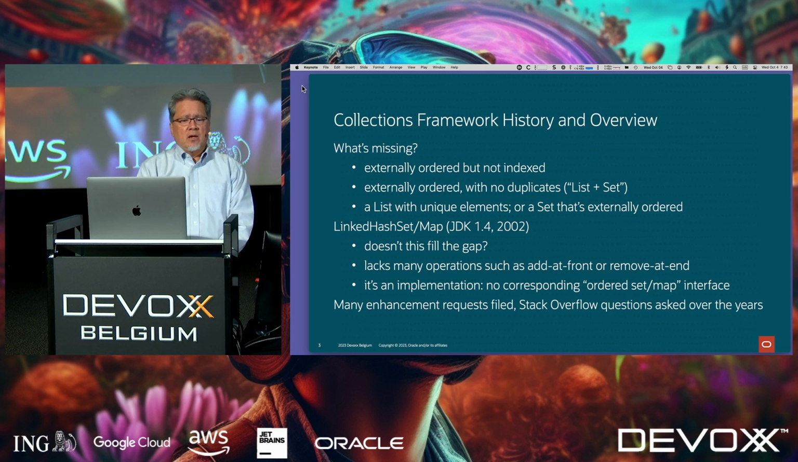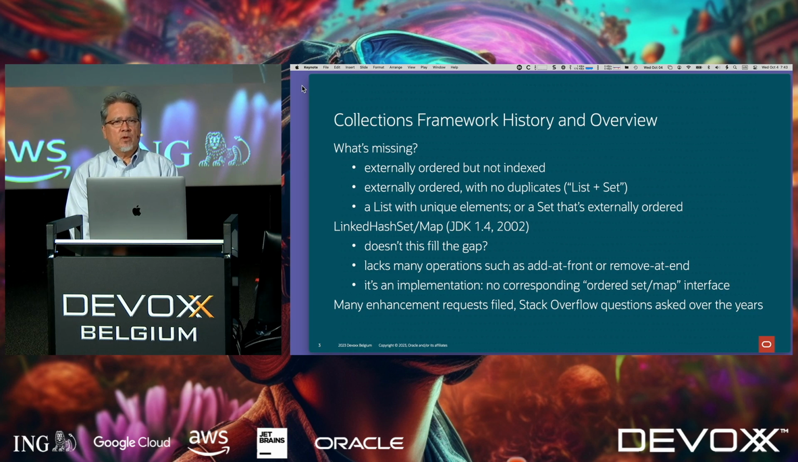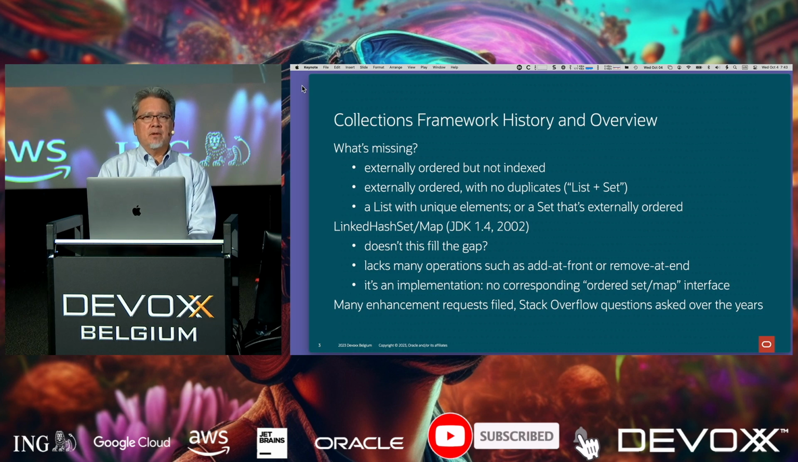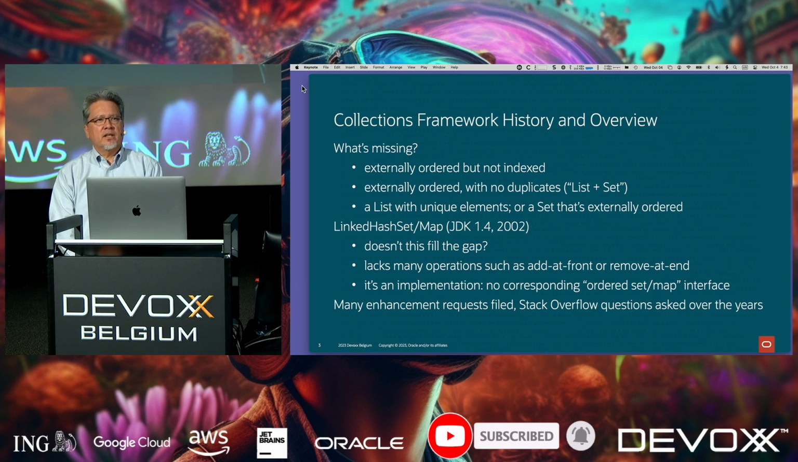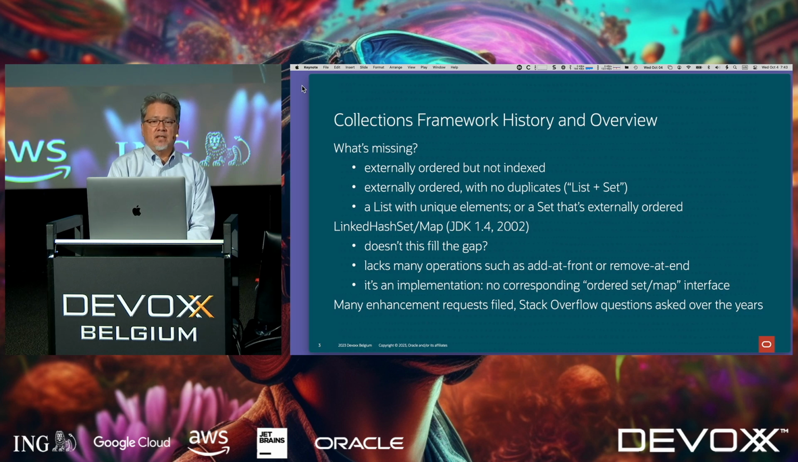But there was another thing about LinkedHashSet and LinkedHashMap, which is that they're implementations. What I was talking about previously, like Collection, List, Set, and Map, the collections framework is a family of interfaces. And so there's no interface here. There's just LinkedHashSet, which is a concrete implementation, and it just implements Set. And so if you want to talk about the interface, you lose all the semantics of ordering.